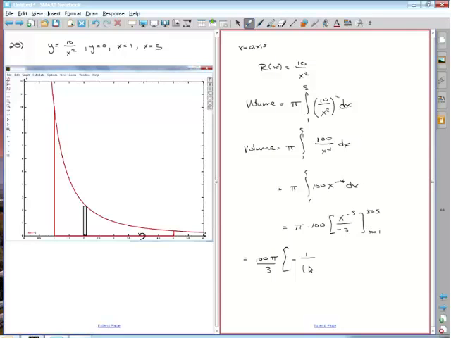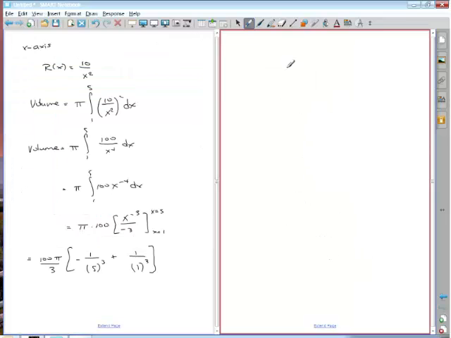In this case, the upper limit is 5, so we have 5 cubed, and then we have minus the lower limit, which would make it a plus sign, 1 over 1 cubed. So what do we get? So 5 cubed is going to be, so the volume is equal to 100 pi divided by 3 times negative 1 over 125 plus 1.